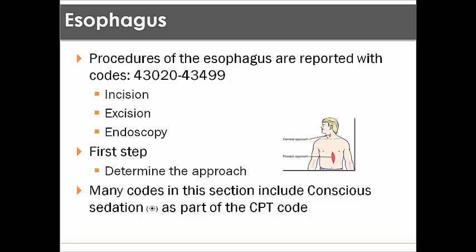Now, procedures of the esophagus are reported with the 43020 to 43499 code range and are performed by incision, excision, endoscopy, just to name a few. The first step in determining the selection of the correct code is to know the approach. For example, in the diagram you see cervical approach and thoracic approach here.